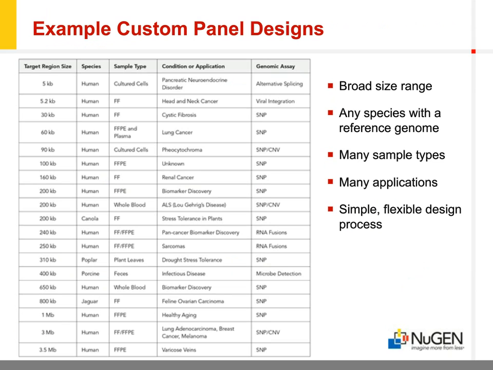This slide provides a snapshot of a few different custom designs that have been successful with custom solutions. As you can see, there's a broad range of target sizes, from a single exon to hundreds to thousands of genes. The table also shows a variety of different species, including plants, mammals, and microorganisms, different sample types, and a variety of applications that can be explored with fast and flexible customization.